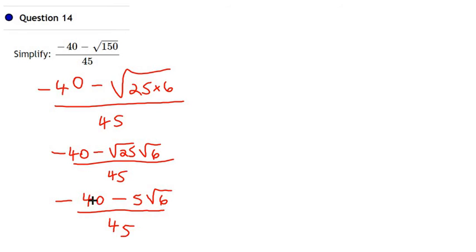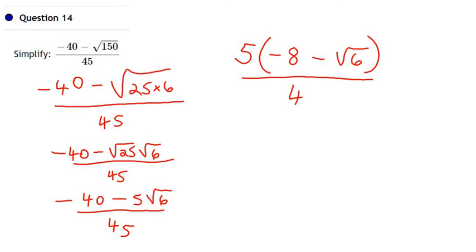This is 5 times 8. This is 5 times the square root of 6. So I can factor that 5 out, leaving the first term as only the negative 8 that you multiply by 5 to get 40. And the second term would be the negative square root of 6 that you'd multiply by 5 to get negative 5 square roots of 6. And that's all divided by 45.